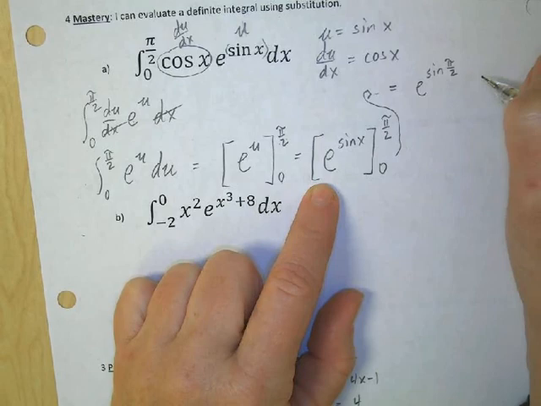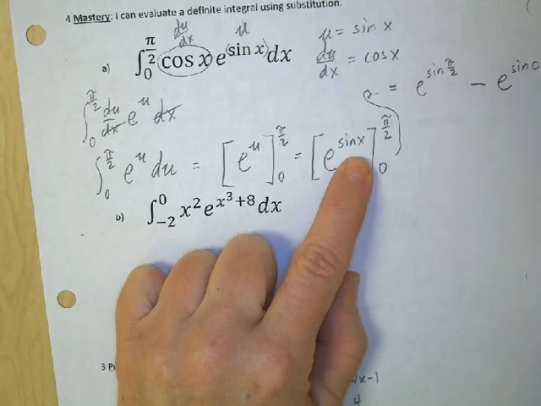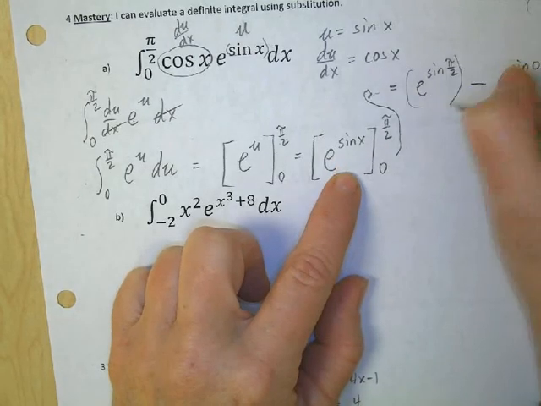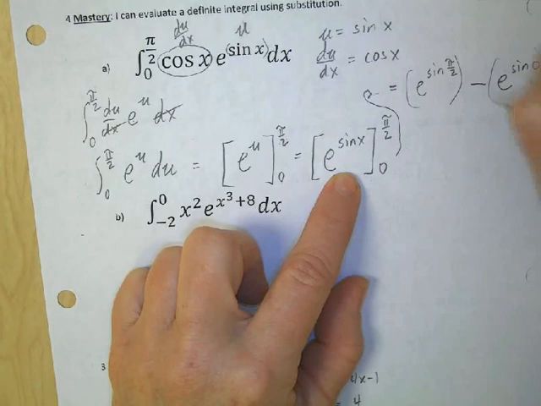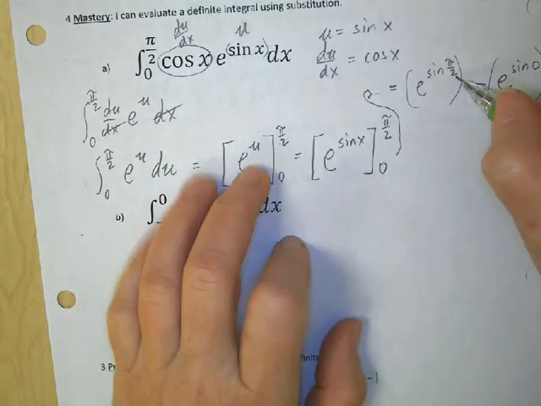Okay, that's going to be the first one, minus e to the sine of 0. So I have, there's my evaluating with pi over 2. Here's my evaluating with x is 0. Okay, now what does this equal? Sine of pi over 2.